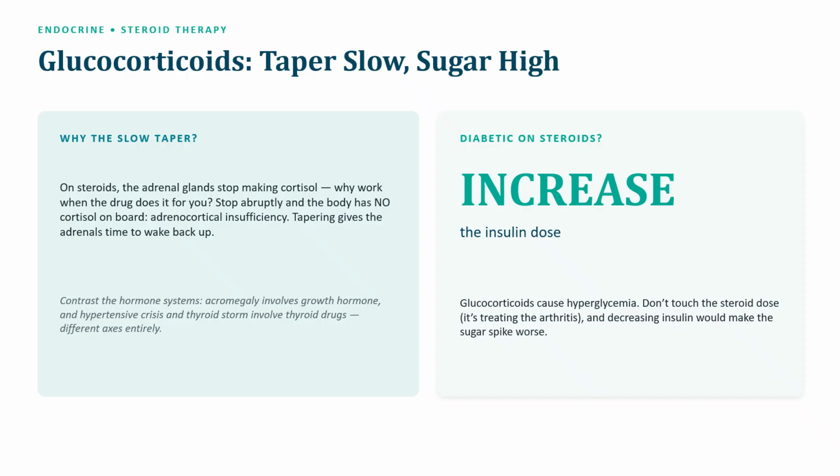So second is blood glucose. Glucocorticoids cause hyperglycemia. An insulin-dependent patient who starts a glucocorticoid requires an increase in their insulin dose. The steroid dose is not adjusted because it is treating the underlying condition, and decreasing insulin would worsen the hyperglycemia.